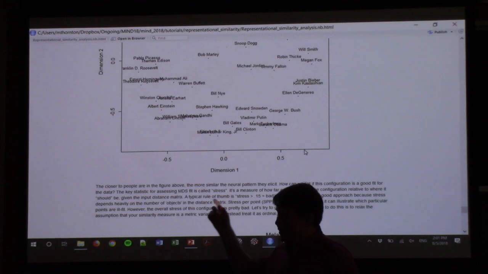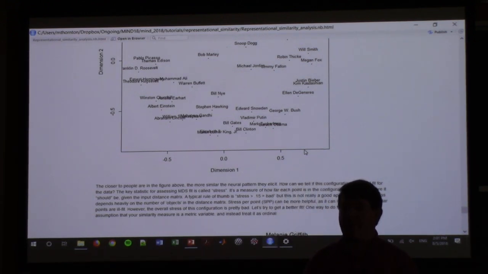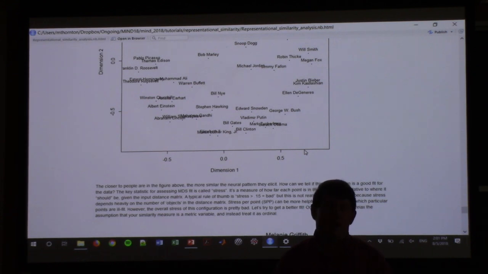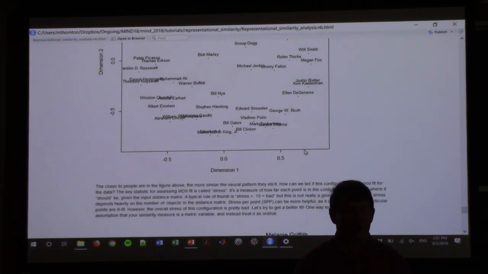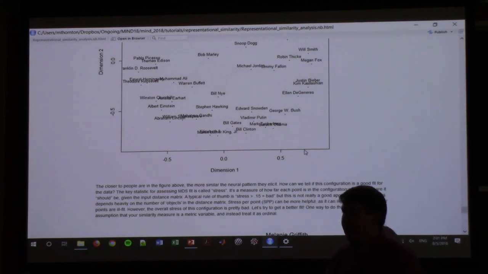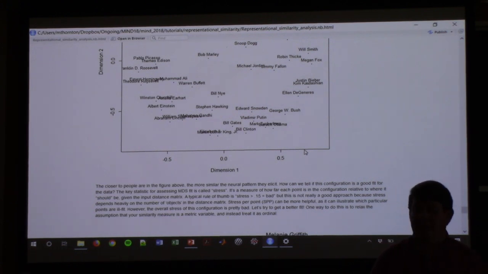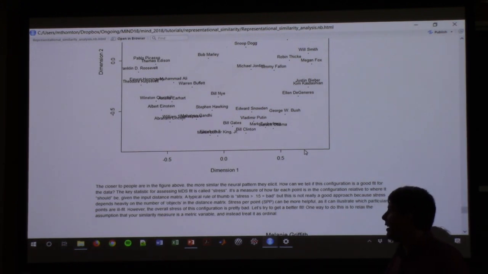So the usual rule of thumb for stress is that it should be less than about 0.15 for a good fit. Unfortunately, it's not really a good rule of thumb like most rules of thumb, because stress will vary with the number of objects that you're scaling, in this case, the number of people. So a scaling with 60 people is going to have different standards than a scaling with 20 target people, for example, if I did that instead.